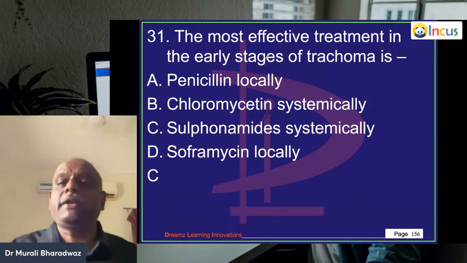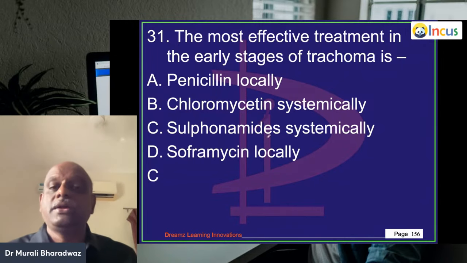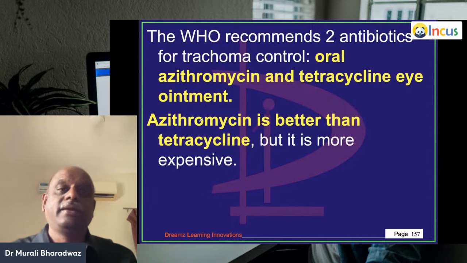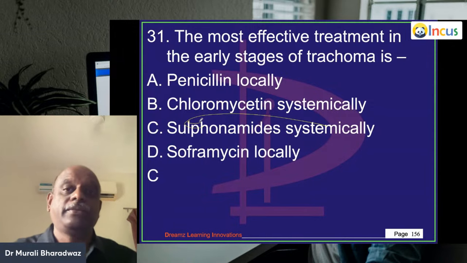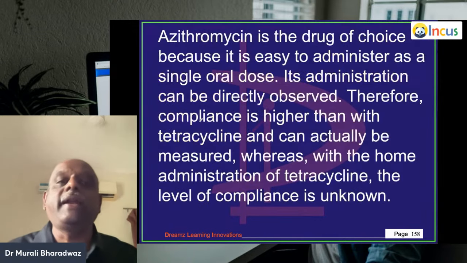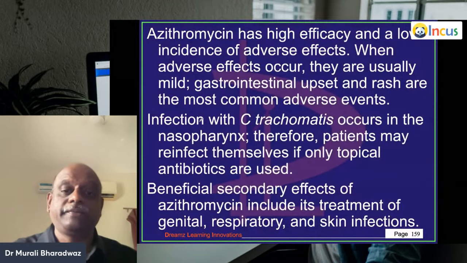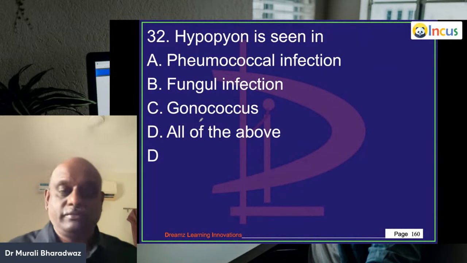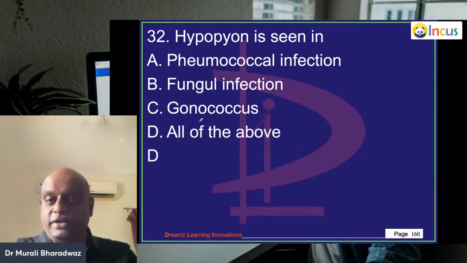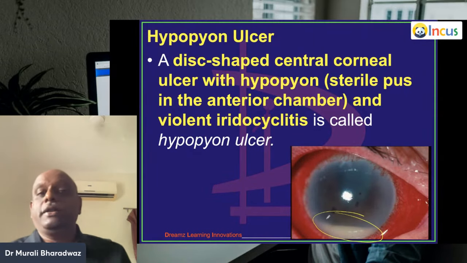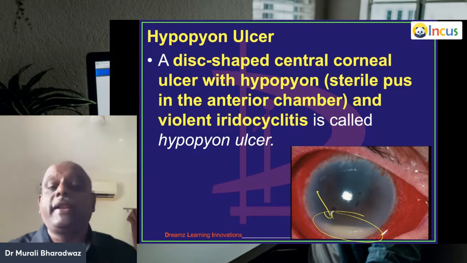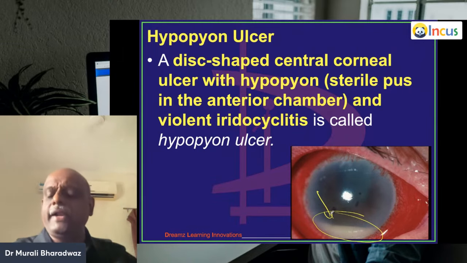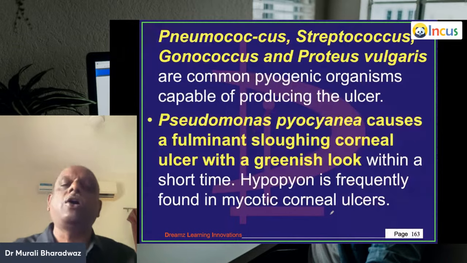The most effective treatment of the early stages of trachoma is systemic sulfonamides. Azithromycin and tetracycline are two antibiotics for trachoma control. Azithromycin is better than tetracycline; it is the drug of choice. Hypopyon is seen in gonococcus, fungal infection and pneumococcal infection. So what is hypopyon? The disc-shaped central corneal ulcer with hypopyon, where sterile pus gravitates down into the anterior chamber along with violent iridocyclitis, is called hypopyon.